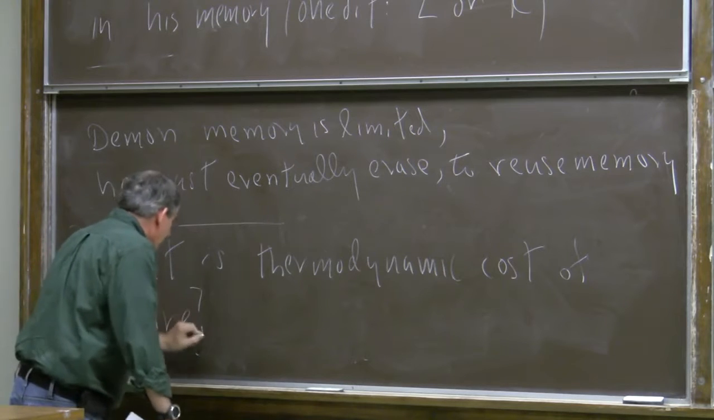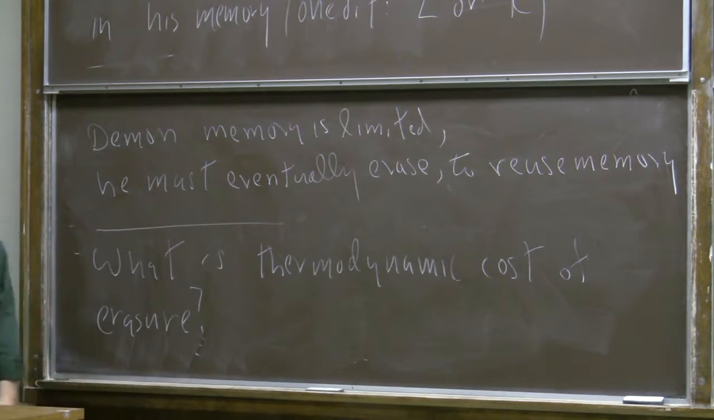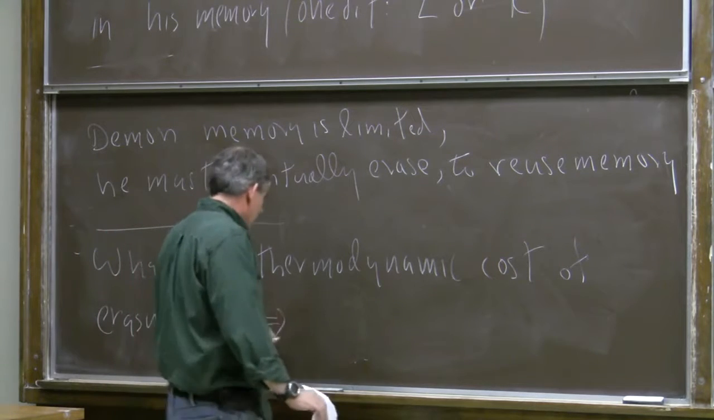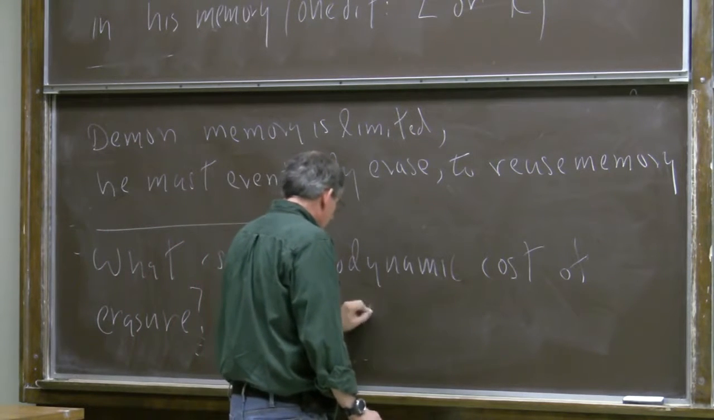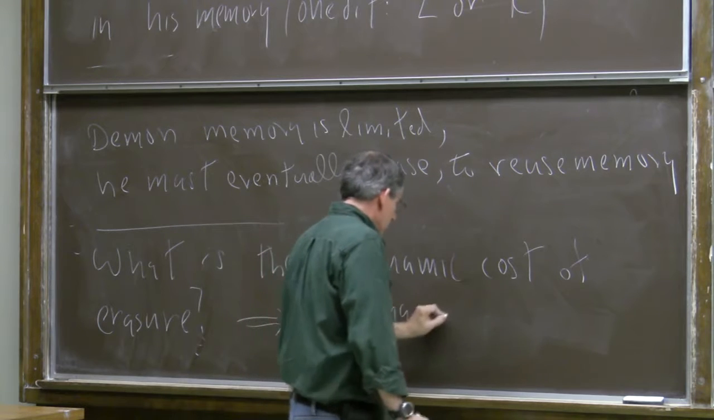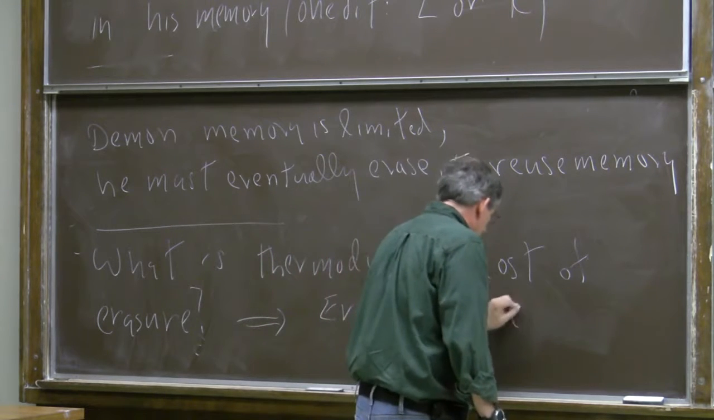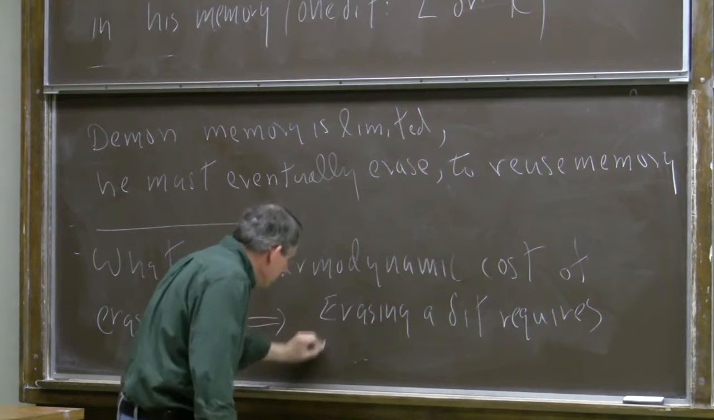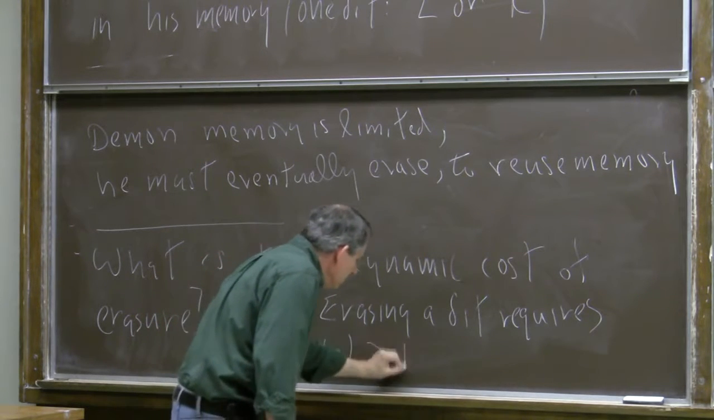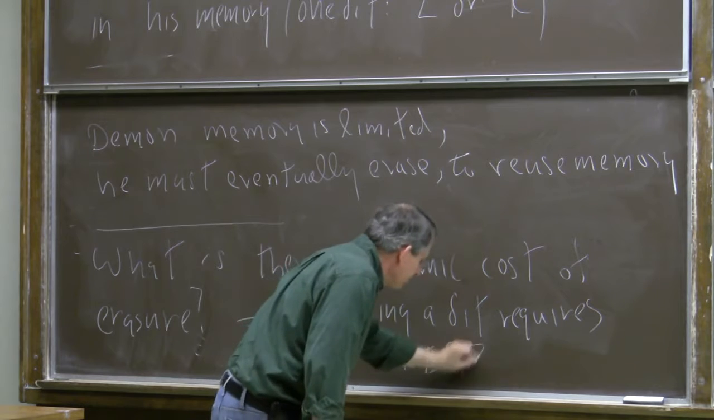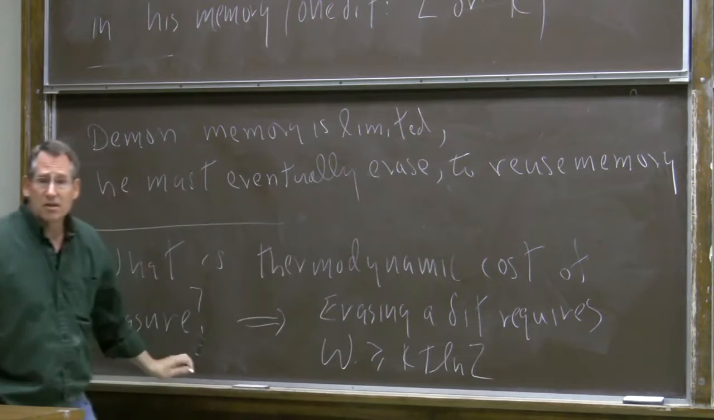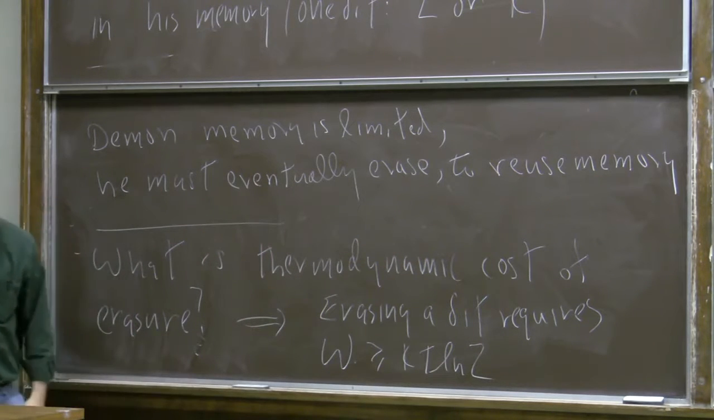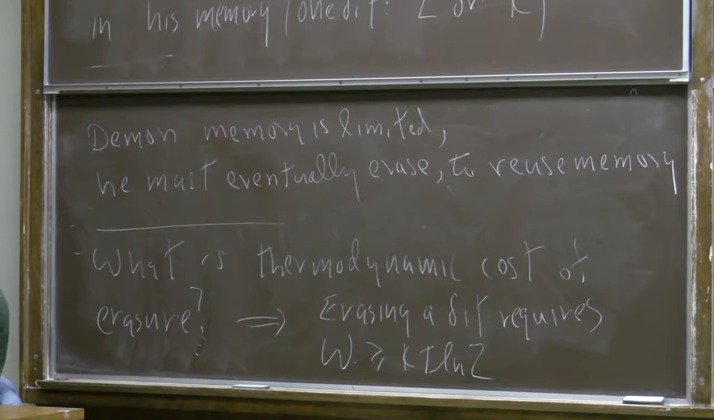Now, this was a question which was actually asked by Rolf Landauer in the early 60s, and his answer was that erasing a bit requires work, an amount of work which is at least kT log 2. Log 2 because we're erasing one bit. Okay. So if Landauer is right about that, then there's really no paradox.